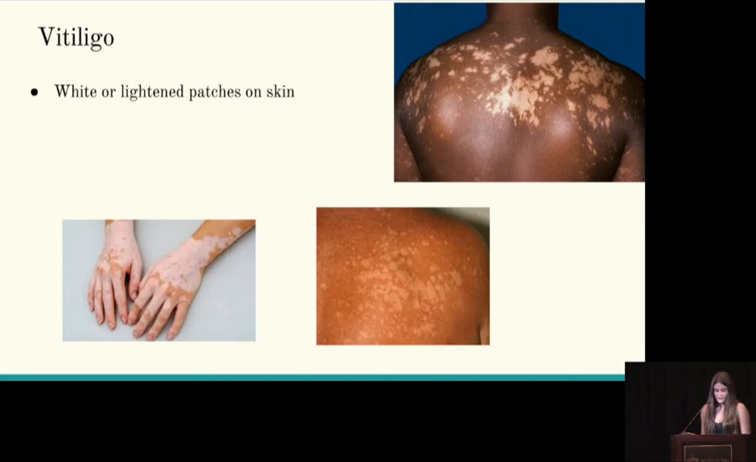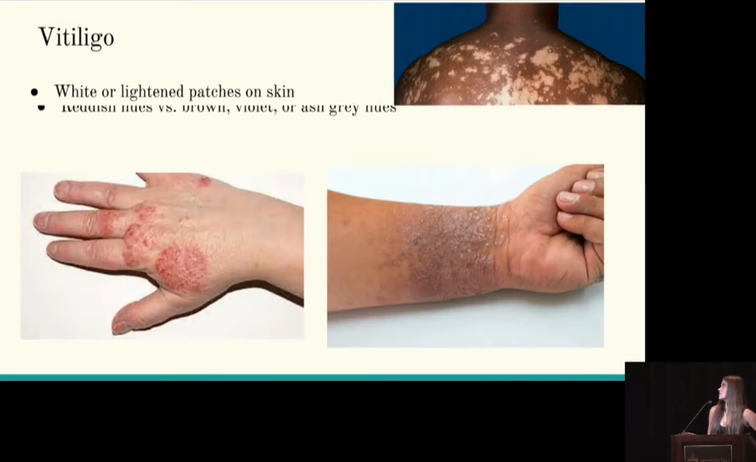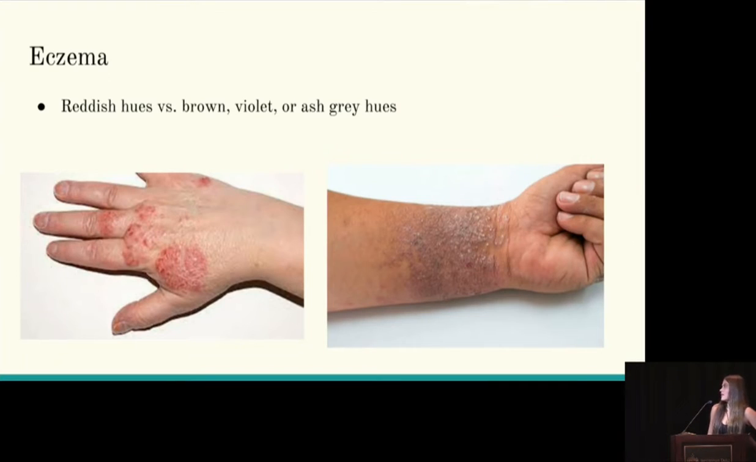In the middle, I have an example of tinea versicolor, another skin condition that is commonly mistaken for vitiligo within darker skin tone patients. Another example I have is eczema. On the left, reddish hues are shown, and on the right, there are brown, violet, or ash gray hues.